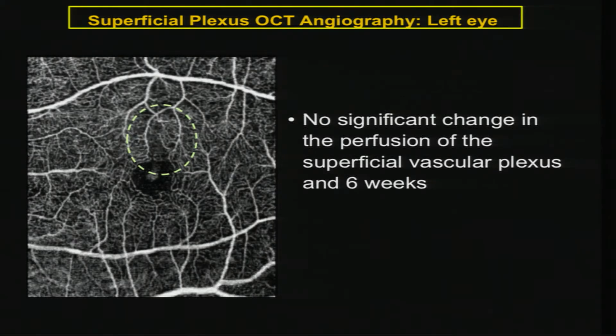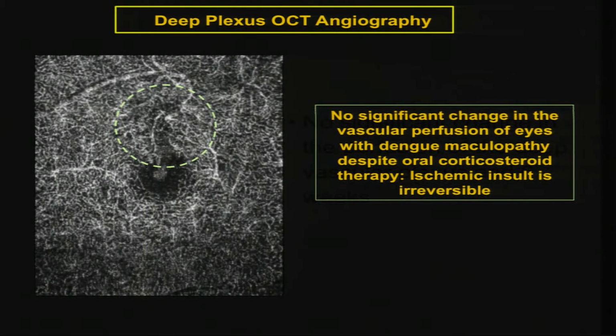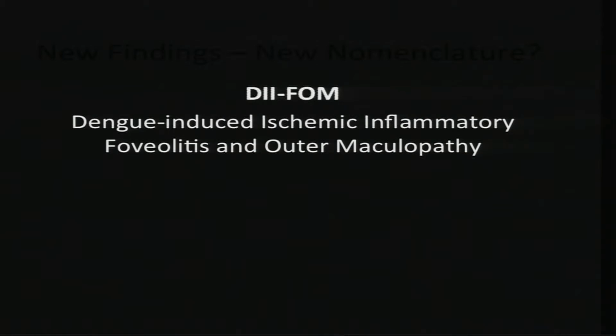No significant change in the perfusion of the superficial plexus at 6 weeks, and no significant change in vascular perfusion of eyes with dengue maculopathy despite oral steroids. So some of the inflammatory components can be taken care of, whereas the ischemic insult is invariable. This is something we are publishing: dengue-induced ischemic inflammatory foveolitis and outer maculopathy, an entity we have named based on angio OCT and OCT. Thank you very much.